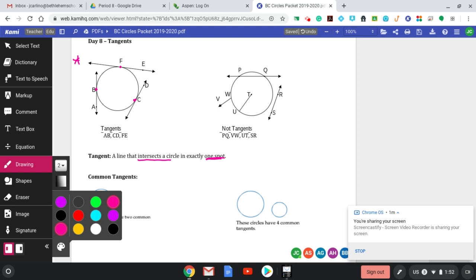Now, why, in my second diagram, are none of these tangents? Well, PQ intersects twice. RS doesn't intersect at all. TU, well, it does intersect, you're right, but it's got to be a line, and if I keep extending this out, it would intersect in 2 spots. Plus, it's called a radius. And then WV, well, that only intersects in 1 spot. So what's the problem? It's got to be a line that intersects the circle in exactly 1 spot, which none of these do. So a tangent intersects the circle in 1 spot only.